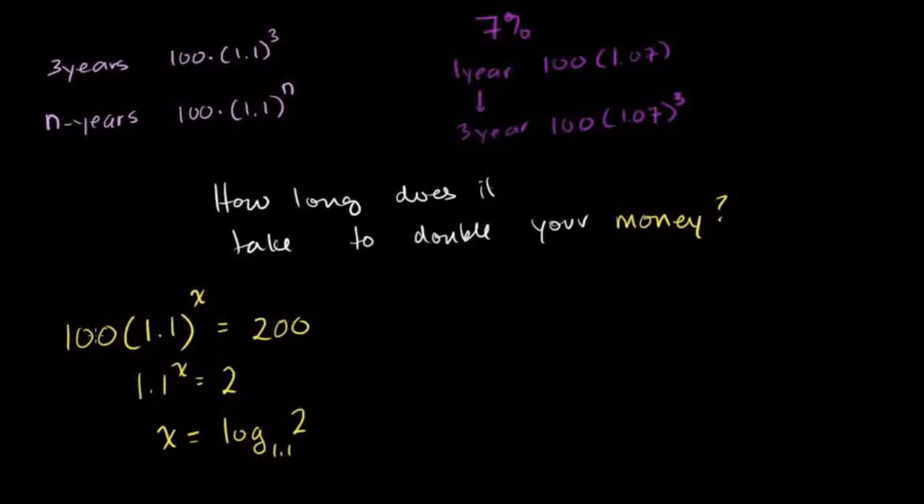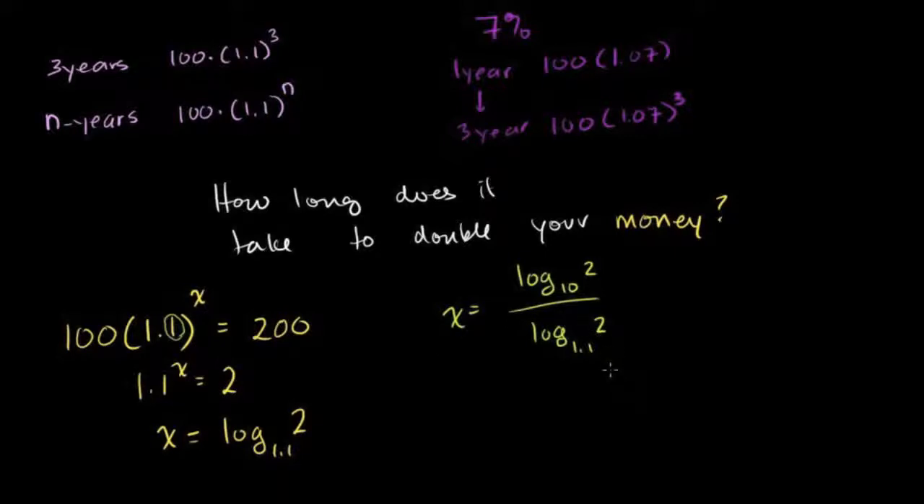We said, hey, if I have $100 and I'm compounding at 10% a year, that's where this 1.1 comes from, how long does it take for me to double my money and end up with this equation? And to solve that equation, most calculators don't have a log base 1.1, and I've shown this in other videos. You could also say x is equal to log base 10 of 2 divided by log base 10 of 1.1. This is another way to calculate log base 1.1 of 2.